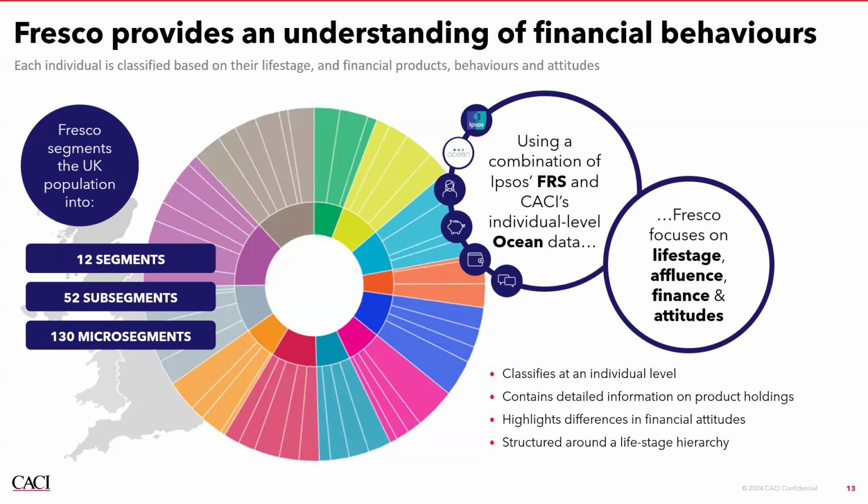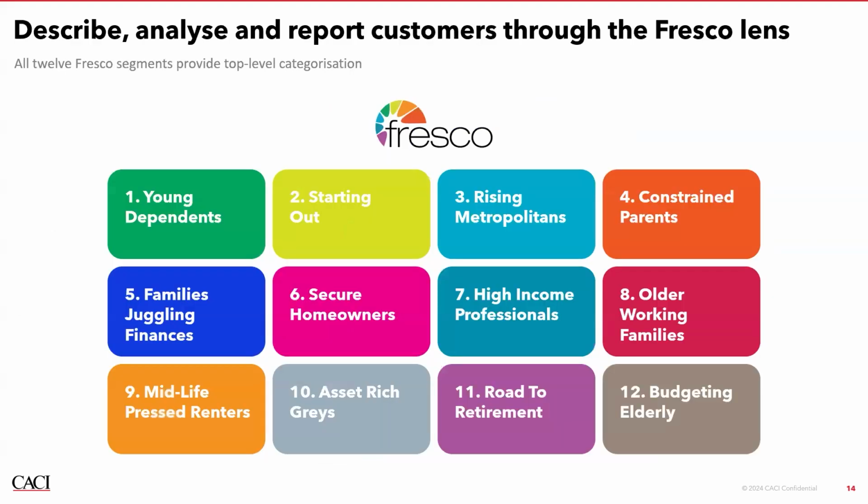An important point to note is that Fresco classifies at an individual person level. And that's really crucial because otherwise you won't capture the variances and vulnerabilities and you'll risk underestimating them. And besides including a lot of great financial, behavioural, attitudinal data points, there's also quite a strong life stage element too. On the next slide, you can see the names of the 12 Fresco segments. That life stage element becomes a bit more apparent when you look at young dependents and starting out in segments 1 and 2, right through to budgeting elderly in segment 12.